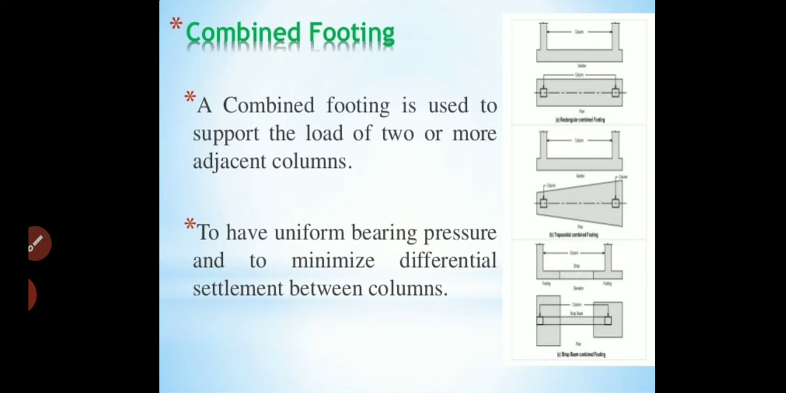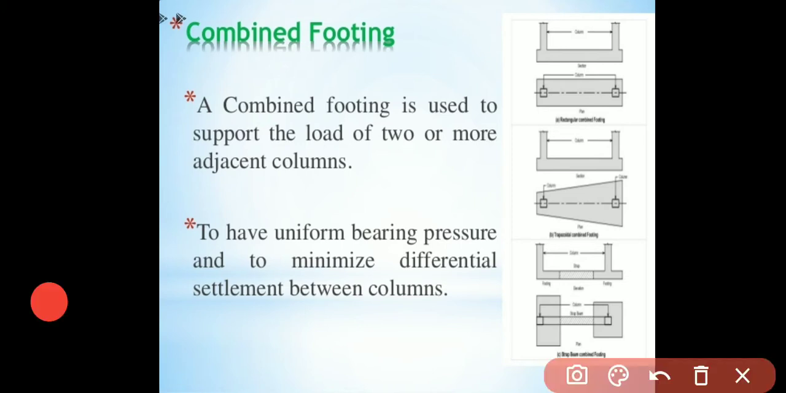Combined footing. A combined footing is used to support the load of two or more adjacent columns to have uniform bearing pressure and to minimize differential settlement of columns. Here some footings are shown in this slide. This is the section of a rectangular footing. This is the plan for it. When there is unequal loading on the columns, we go for trapezoidal footing. So this is the plan for the trapezoidal footing and this is the section. These are the combined footings.